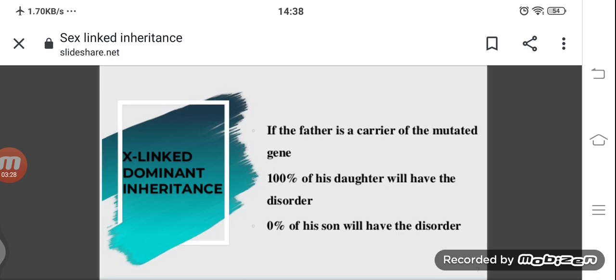But if the father carries the mutated gene, with the father affected by a genetic disorder, 100% of daughters will have the disorder and 0% of sons will have the disorder. That means 100% of daughters are affected by the father's genetic disorder, and there is no chance for the sons.